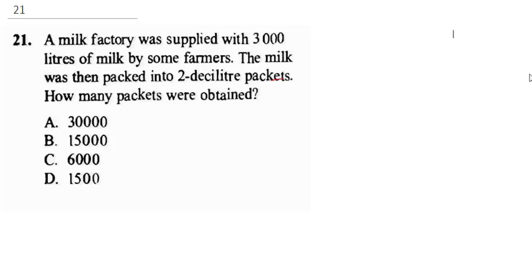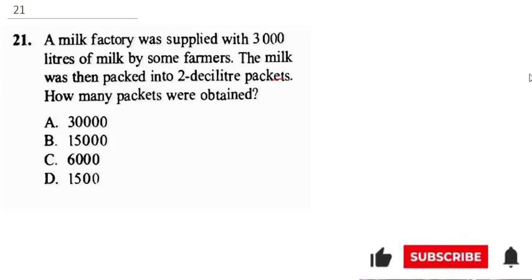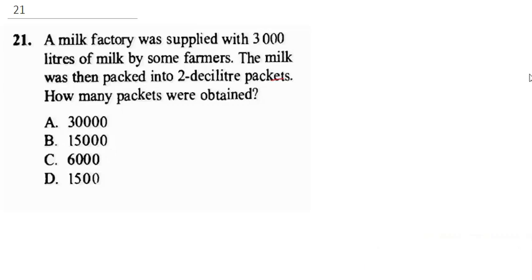Welcome back. A milk factory was supplied with 3,000 liters of milk by some farmers. The milk was then packed into 2 deciliter packets. How many packets were obtained? Now, the first thing you need to establish before solving this question is to know that 1 liter is going to give you what? 10 deciliters. So 1 liter is going to give me 10 deciliters.